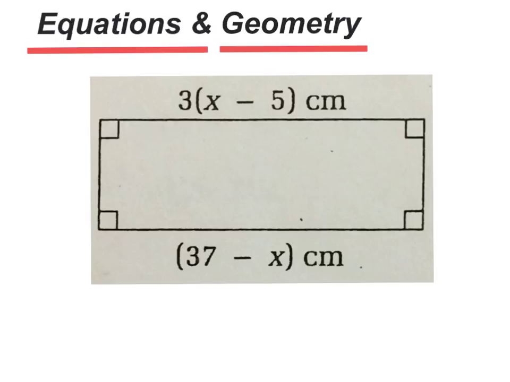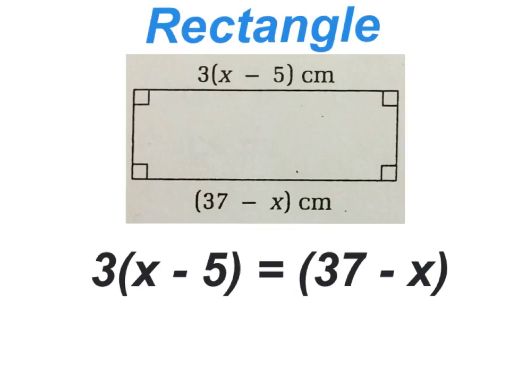In this example, we have to set up an equation. The top has the algebraic expression 3 times the quantity x minus 5, and the bottom has the expression the quantity 37 minus x. Because the top and the bottom have the same value, we set them equal to one another. We take the top of the rectangle and put it equal to the bottom.